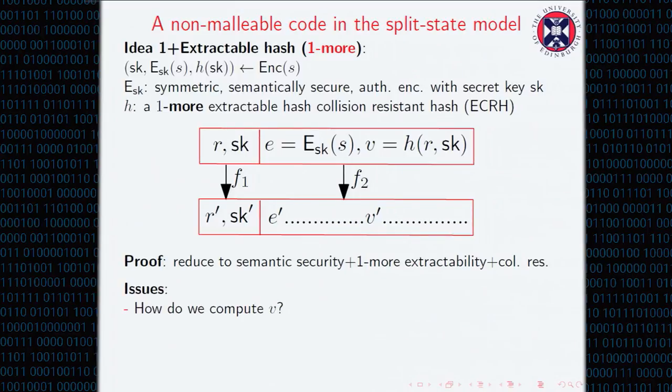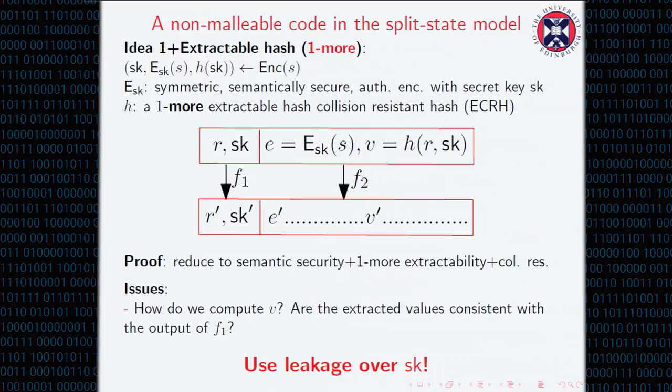Of course, we still have some issues. As I told you before, we don't know the secret key. When we try to prove security, we don't have access to the secret key. So someone might ask, how does the simulator compute V over here? Let's say we have V. The simulator has the ciphertext, has V, computes F2 and receives V prime. Then he can extract a valid preimage for V prime. But then we need to check consistency with the left part of the memory.